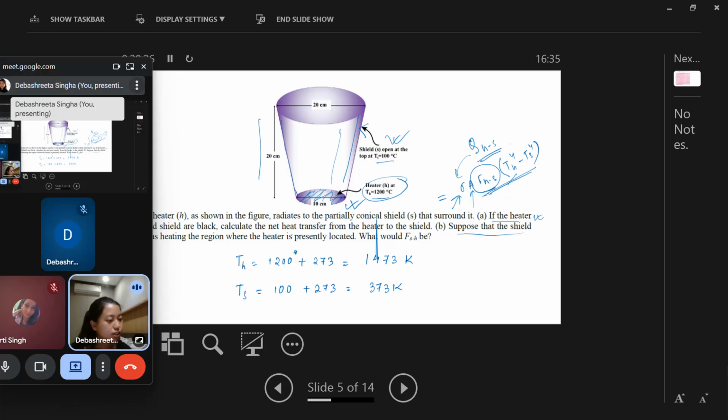Suppose that the shield was heating the region where the heater is presently located. That means the shield will be in the heating region. Now the shield is heating, not the heater. In the previous question, the heater was heating and that radiation is received by the top surface and also by the shield. Now the shield is radiating heat where the heater is presently located and it is received by the heater. So what will FSH be? We have to calculate this.